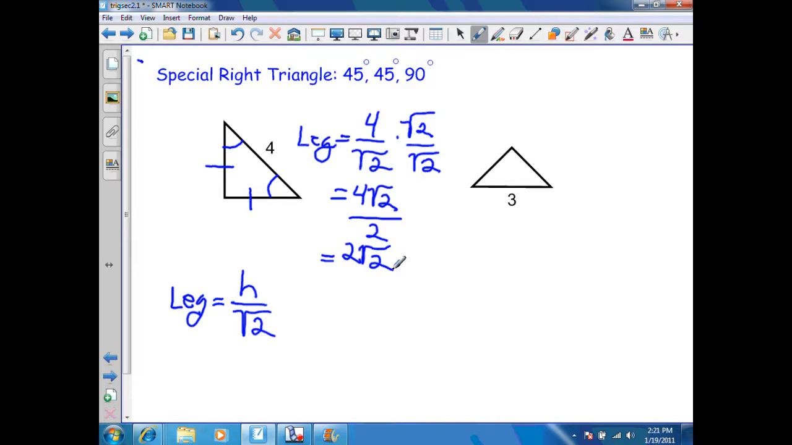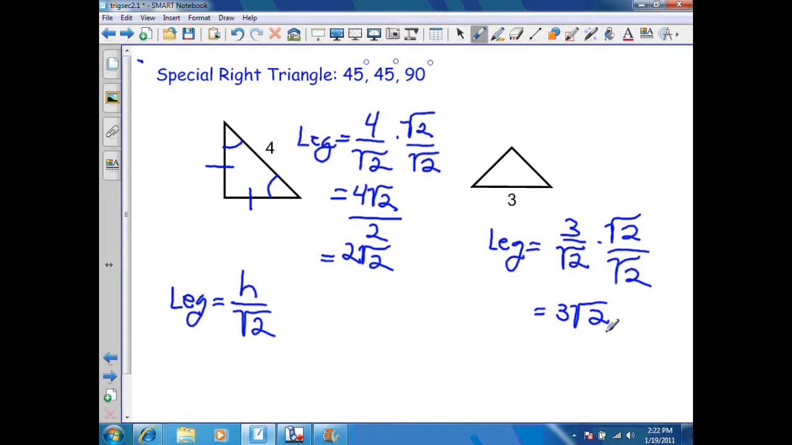Our next example, our hypotenuse is given to be 3. Again, to find the measure of the leg, I take the hypotenuse, which is 3, and divide it by the square root of 2. And again, I rationalize. Simplifying, I get 3 square roots of 2 over 2.